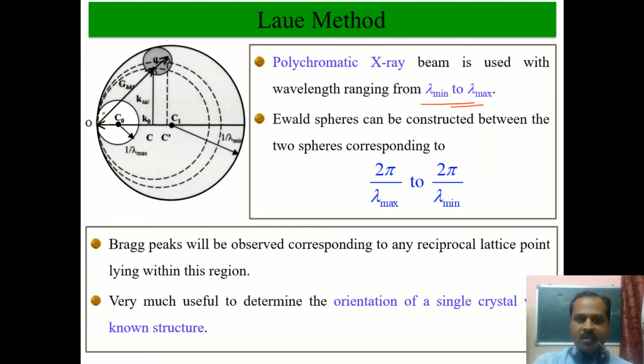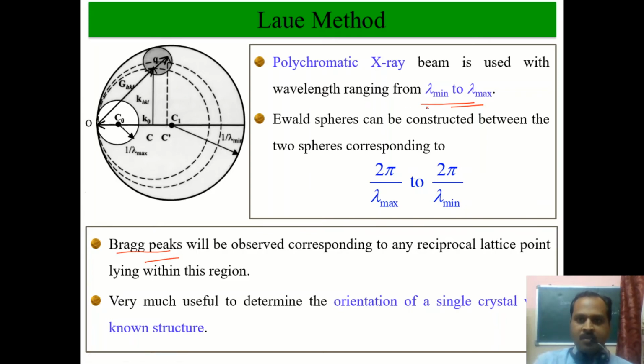And when we scan it, we can have different Ewald spheres ranging from 2π/λ_max to 2π/λ_min, and any of these spheres is going to intersect the reciprocal lattice points. So whenever it intersects a reciprocal lattice point, we can observe the corresponding Bragg peak.